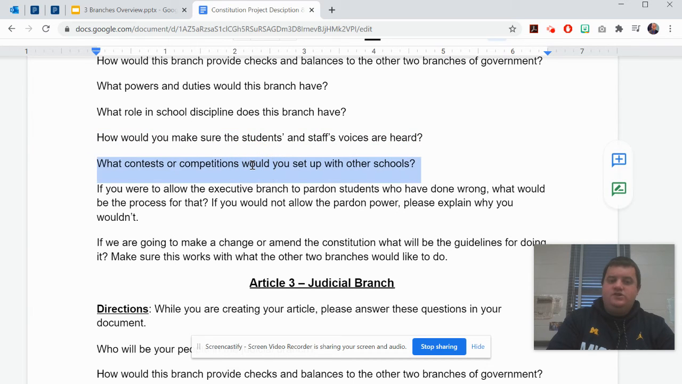What contests or competitions would you set up with other schools? Is there something that you could set up to work with those other schools? What we're trying to hit at here is how in America, in our Constitution, the executive branch, the president, spends a lot of time dealing with foreign affairs with other countries, like peace agreements. If there are human rights violations, working with them to help solve those issues.